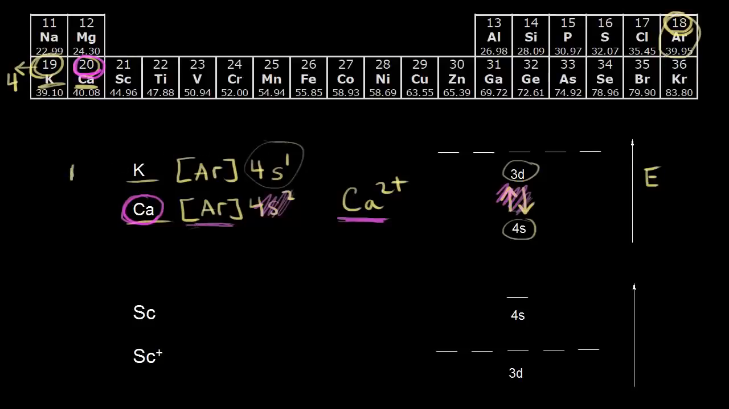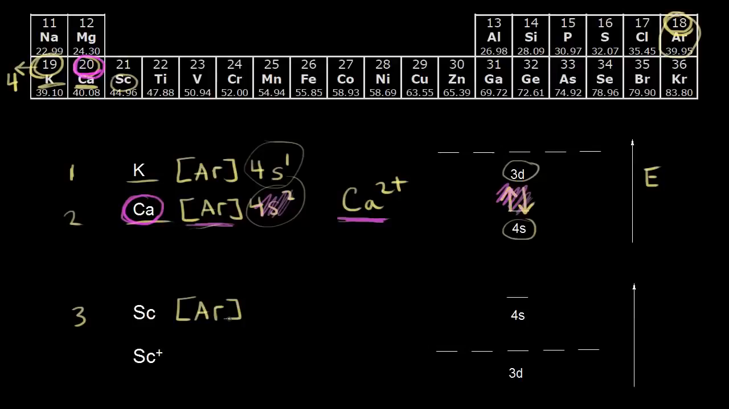All right, so for potassium, once we accounted for argon, we had 1 electron to think about. For calcium, once we accounted for argon, we had 2 electrons to think about. And so if we go to the next element on the periodic table, that's scandium. That's 1 more electron than calcium, so we'd have 3 electrons to worry about once we put argon in here like that. And this is where things get weird.